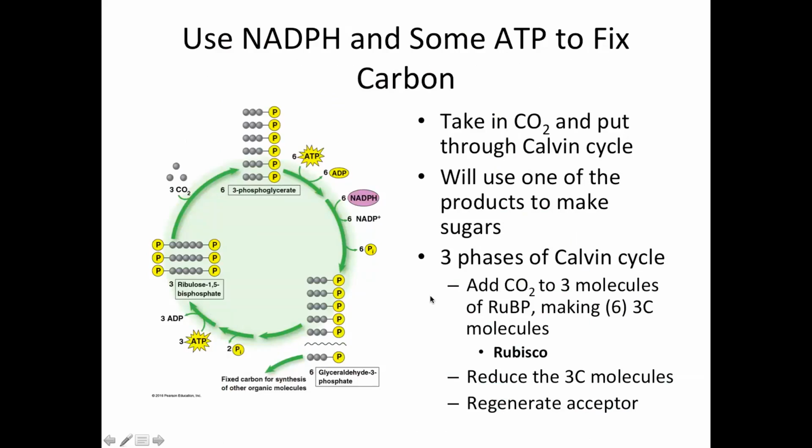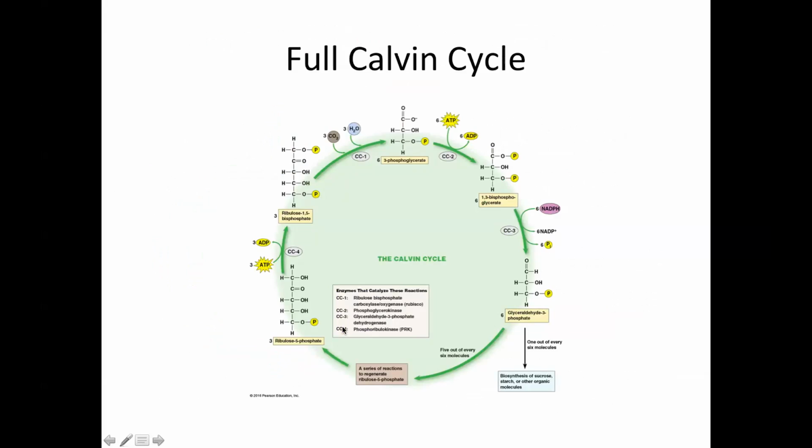In the first phase, carbon dioxide is added to 3 molecules of ribulose 1,5-bisphosphate, or RuBP, by an enzyme called Rubisco. And in the second phase, the 3 new carbon molecules are going to be reduced, gaining electrons from NADPH. Finally, we're going to regenerate our acceptor, our RuBP, and the cycle will also use some ATP molecules. This is the cycle shown in full. Again, carbon dioxide and water is going to come in. We're going to use our electron carrier, NADPH, and some of the ATP that we made earlier.